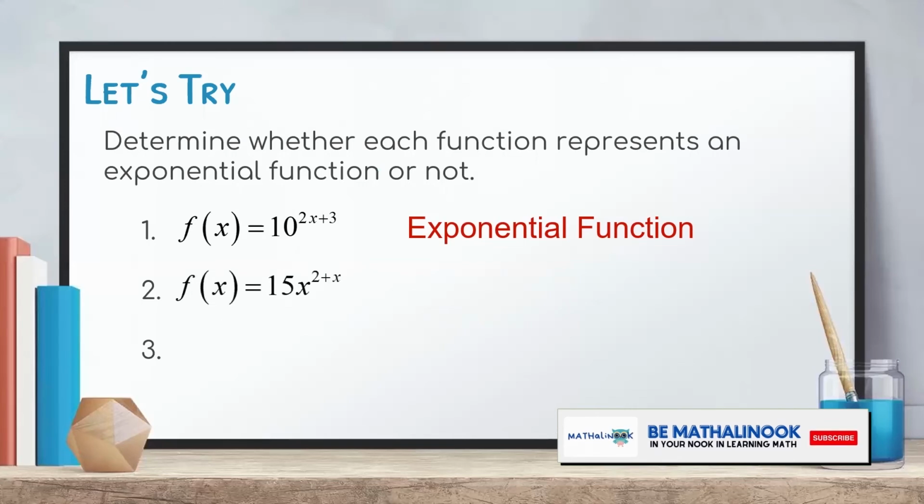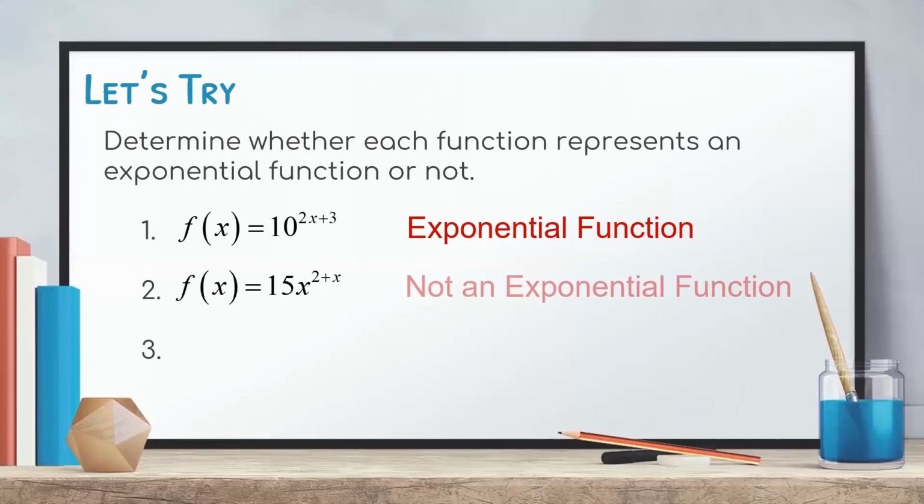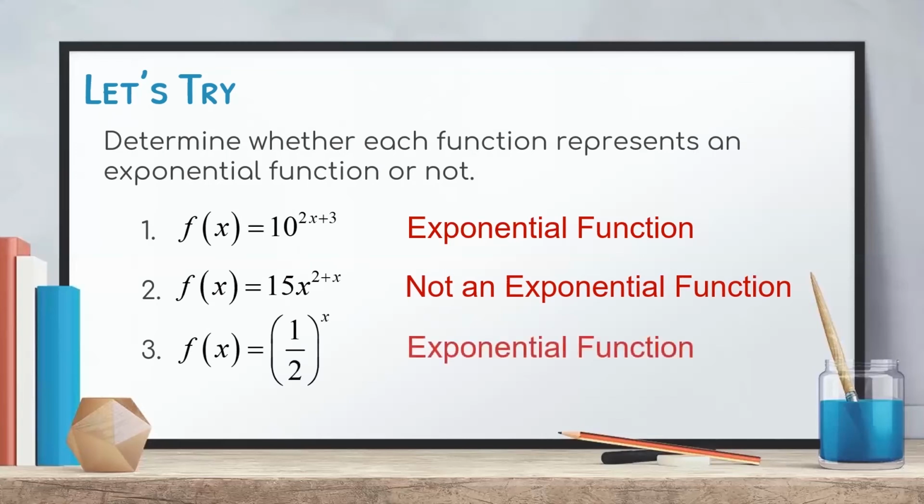For the second one, f of x equals 15x raised to 2 plus x. Observe that the base has a variable x, aside from its constant 15. Therefore, this given does not represent an exponential function. Finally, for our last example, f of x equals 1/2 raised to x, see that the base is a constant value and the exponent is an independent variable x. Hence, this function represents an exponential function.